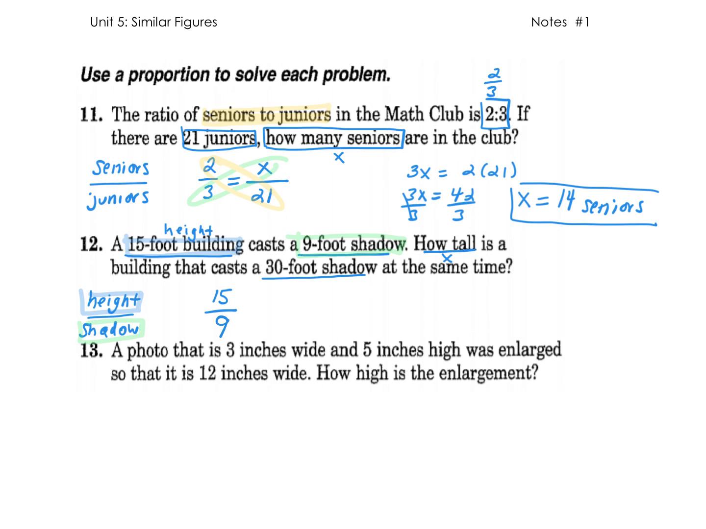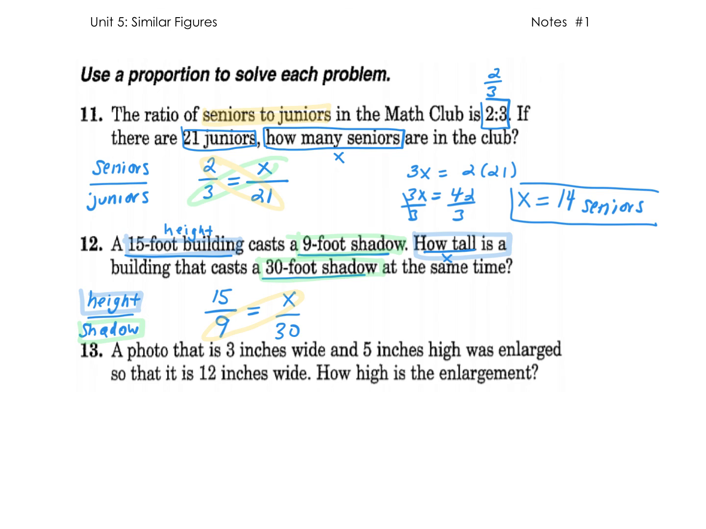So 15 over 9, and we're going to set it equal to. Now, the other building has a height that we don't know. That's where the x goes. But we do know that its shadow is 30 feet long. So we're going to put 30 in that denominator. So 15 over 9 equals x over 30. All right, I think you know what comes next.